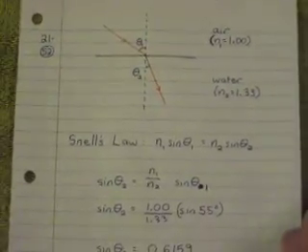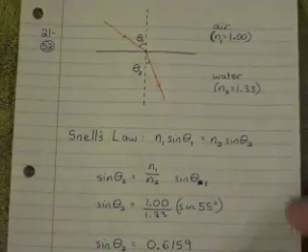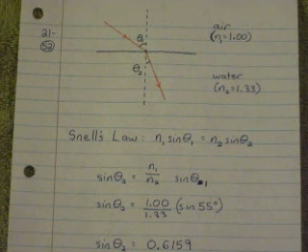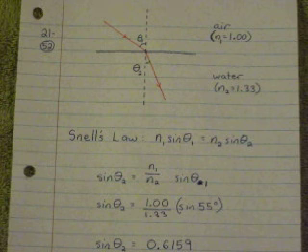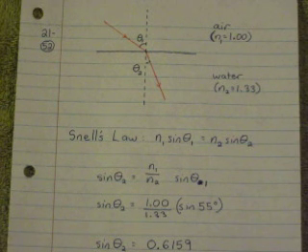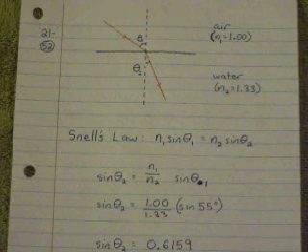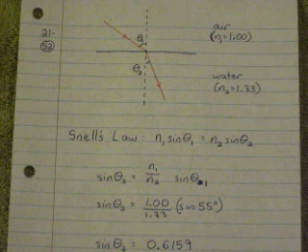Number 52 involves a flashlight shining down into the water. It makes an angle of 55 degrees as it's hitting the water through the air. And the question is asking, what is the angle from the normal as it goes through the water?